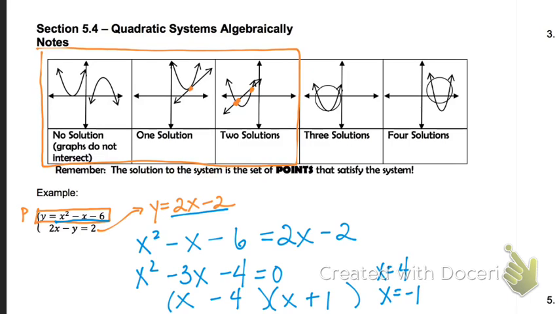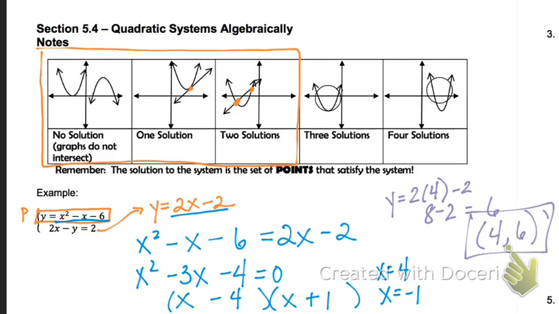Out of a parabola and a line, which one's easier? A line, exactly. So I'm going to say y equals 2 times 4 minus 2. So 8 minus 2 is 6, so I have the ordered pair 4, 6. And then y equals 2 times negative 1. So negative 2 minus 2 is negative 4. So I have negative 1, negative 4. And those are my two solutions.